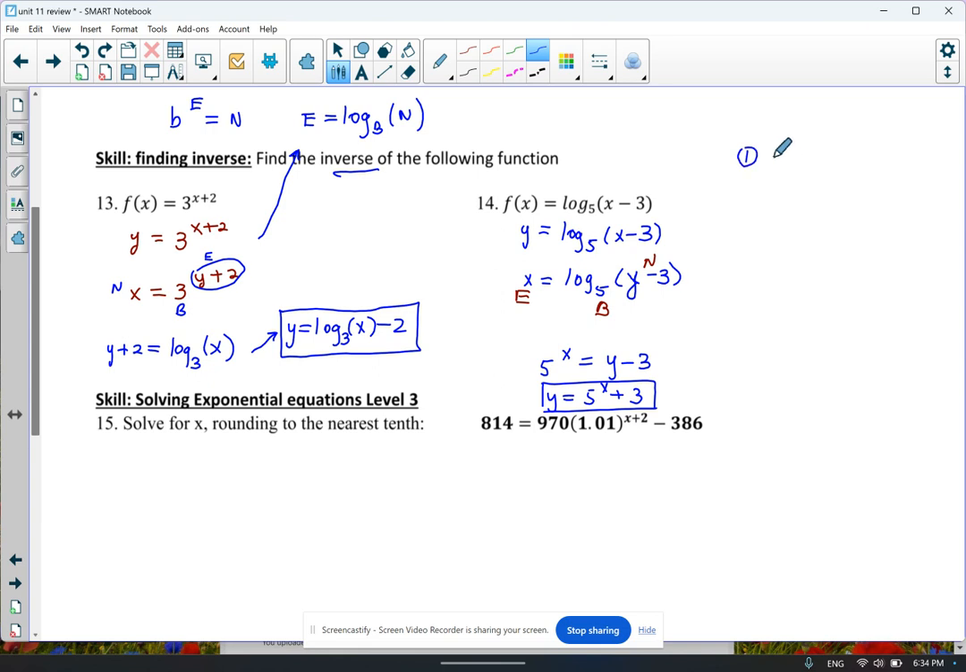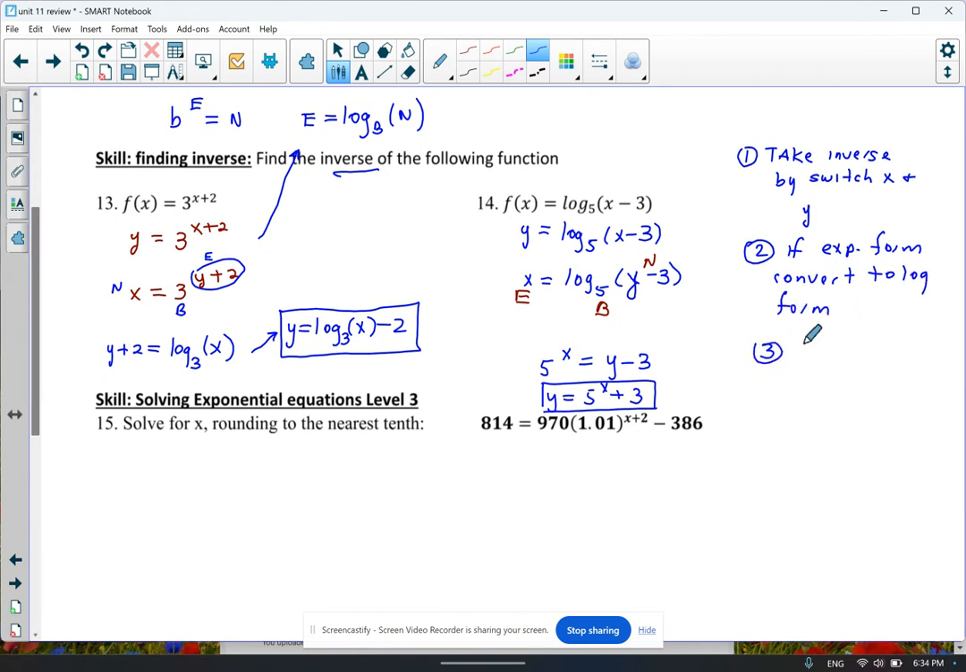So, to take the inverse of the function, the basic steps are: one, you take the inverse of the function by switching x and y. Two, if the original function is in exponential form, convert to logarithmic form. And if the original function is in log form, convert to exponential form. The key, though, is you have to remember to switch x and y first, otherwise you may get yourself confused.